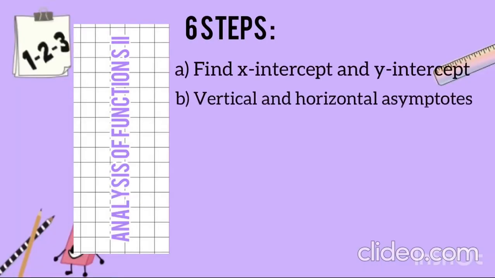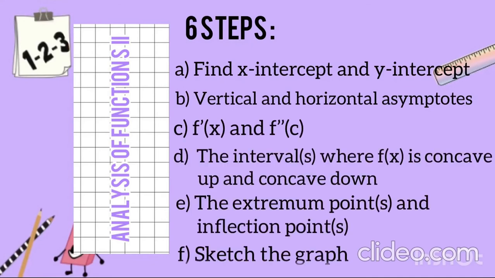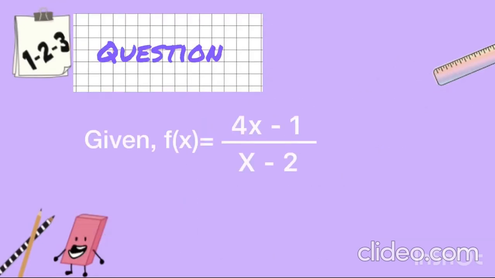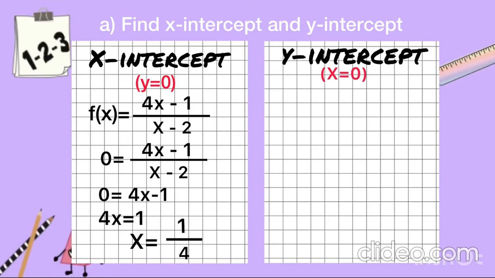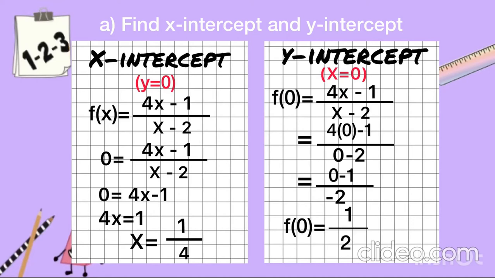In this function, we have 6 steps that you need to follow. For the question, they give us f(x) equals (4x - 1) over (x - 2). For the first step, we need to find the x-intercept. How do we find the x-intercept? We let y equal 0, then you will get the answer. For the y-intercept, we substitute 0 for x, and then you will get y equals 1 over 2.